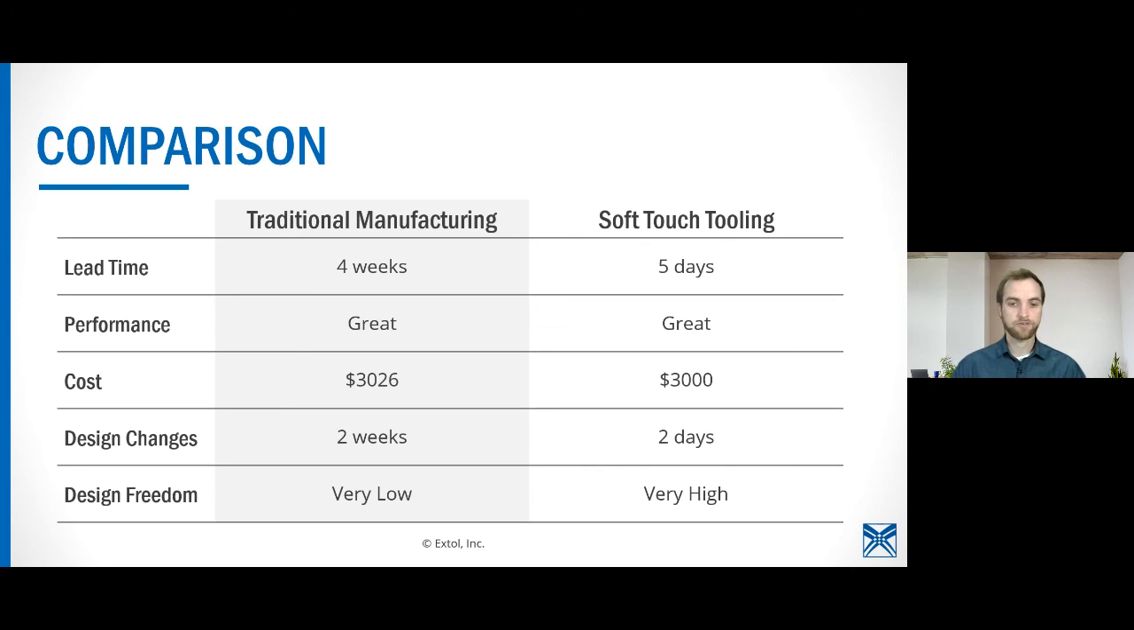And then design changes, if your customer was to change the part surface or something like that, the ability to react to those changes is drastically improved with soft touch tooling additively manufactured. And then design freedom, right? You're able to put as much complexity into the printed part as you can. So you're able to reduce lead time and provide greater design freedom and unlock use cases that weren't available before.